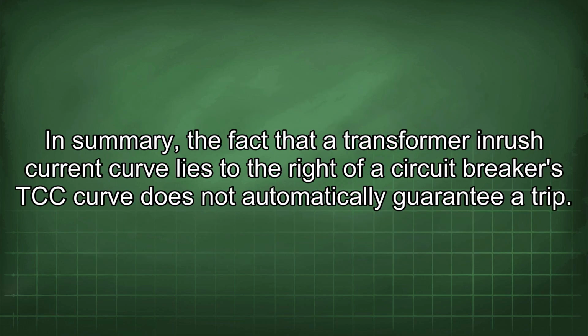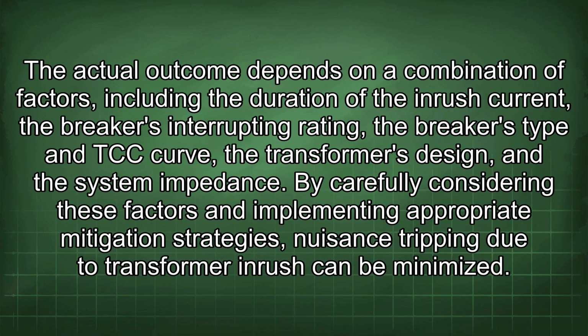In summary, the fact that a transformer inrush current curve lies to the right of a circuit breaker's TCC curve does not automatically guarantee a trip. The actual outcome depends on a combination of factors, including the duration of the inrush current, the breaker's interrupting rating, the breaker's type and TCC curve, the transformer's design, and the system impedance. By carefully considering these factors and implementing appropriate mitigation strategies, nuisance tripping due to transformer inrush can be minimized.